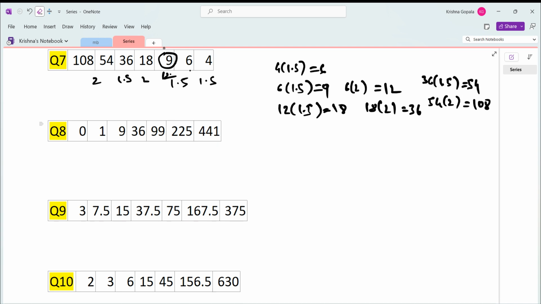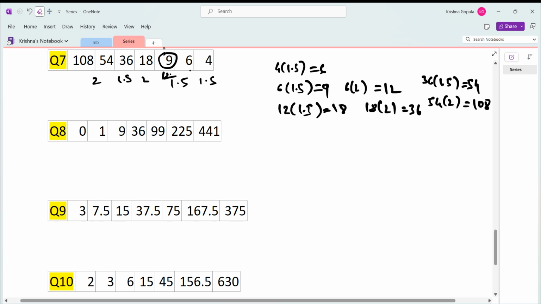Okay, so this is very easy. Next problem. This one. This is actually a very interesting problem.